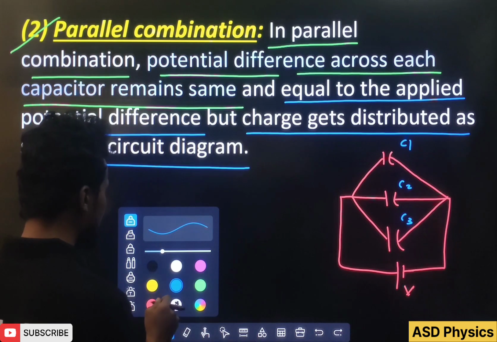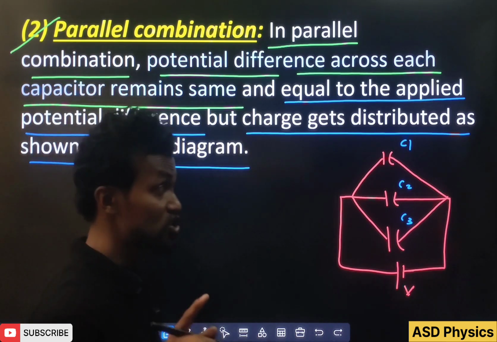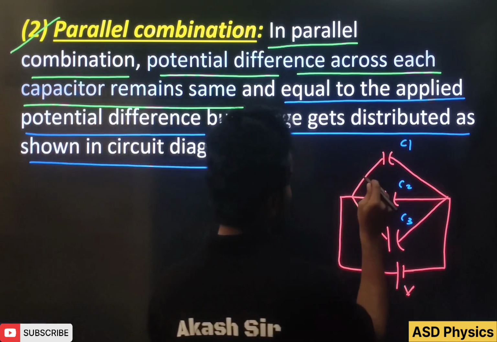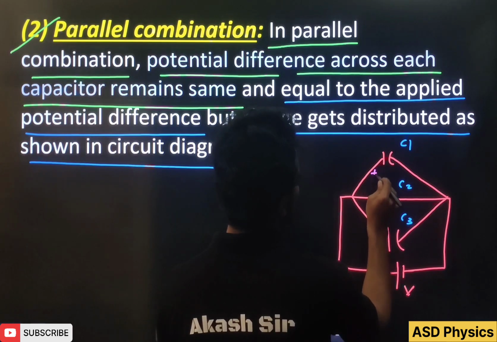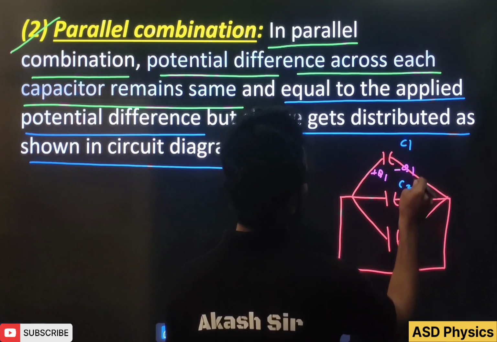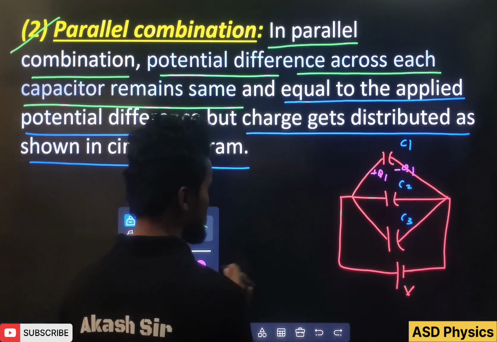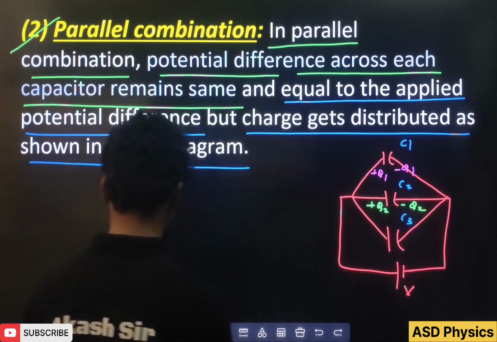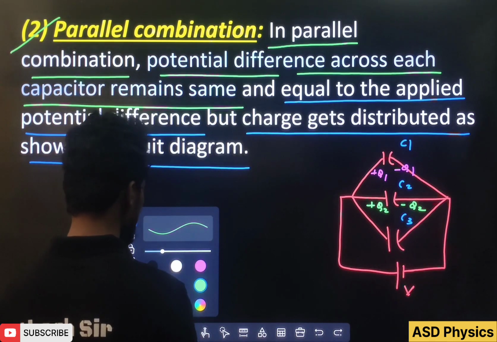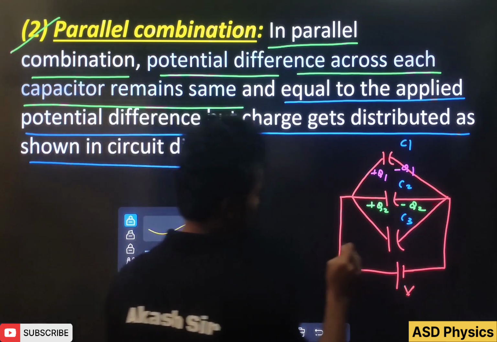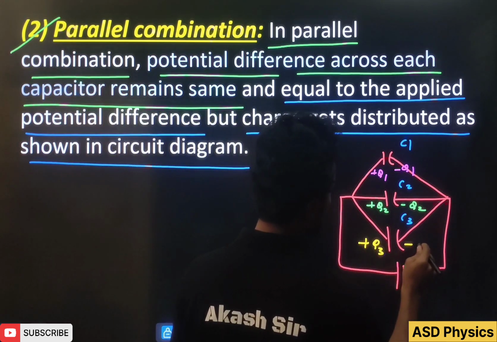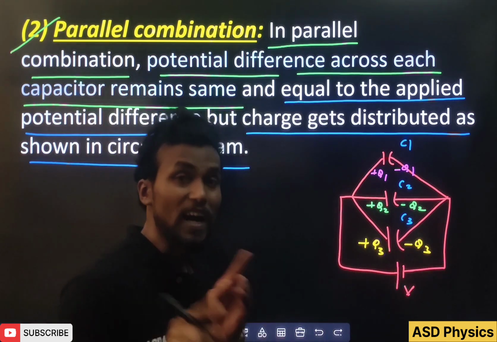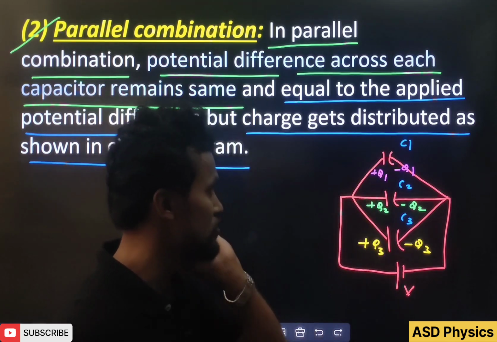As the capacitance values are different, the charge will be different. Let's take plus Q1 and minus Q1 on the first, plus Q2 and minus Q2 on the second, and plus Q3 and minus Q3 on the third. The charge will be different because the capacitor values are different.